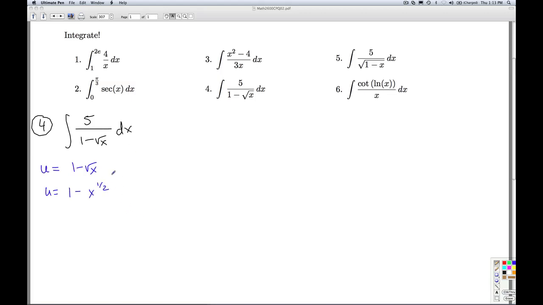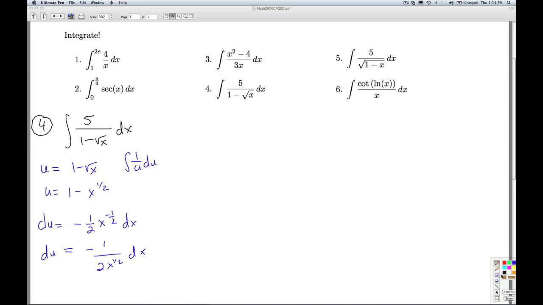And I'm hoping at some point I'll be able to use this formula that we learned and get it into the form 1 over u du. So let's find what the du is. I take the derivative, I get negative 1/2 x to the minus 1/2 dx, or this is negative 1 over 2x to the 1/2 dx.